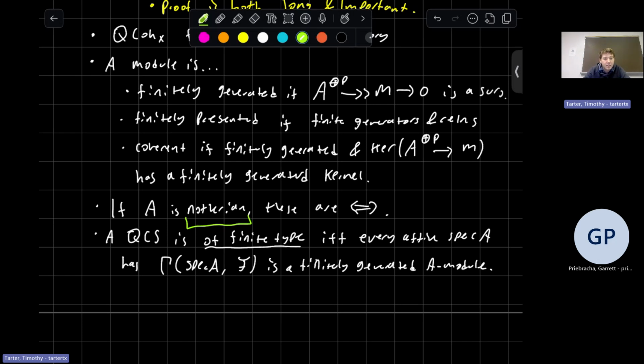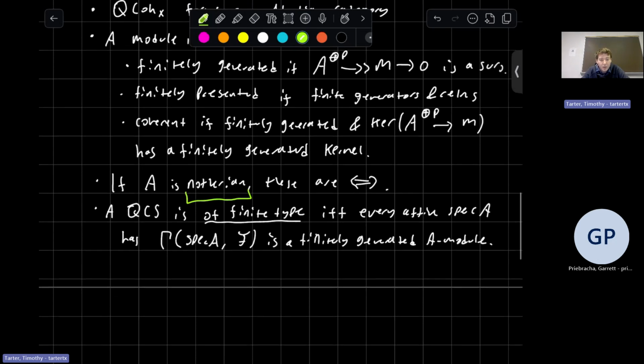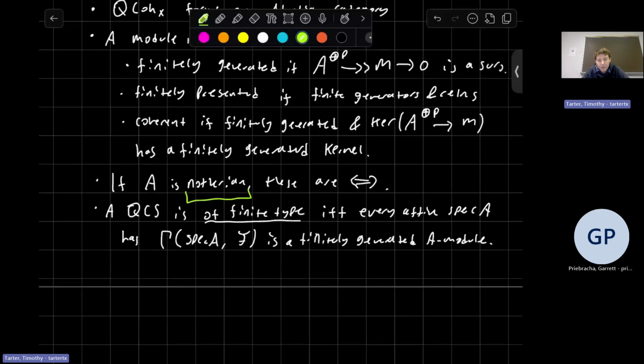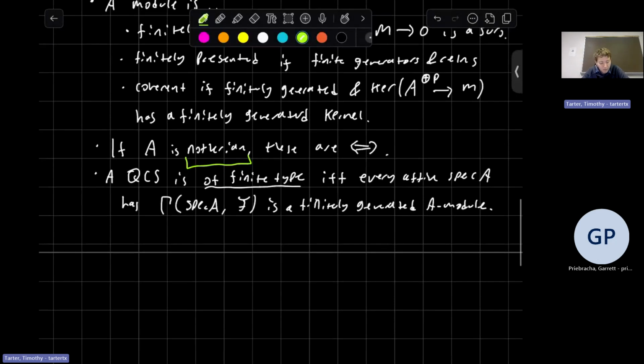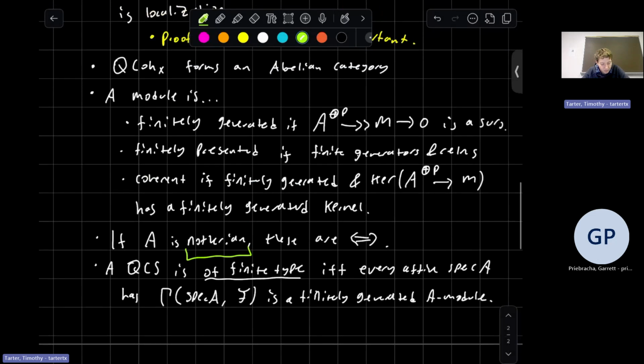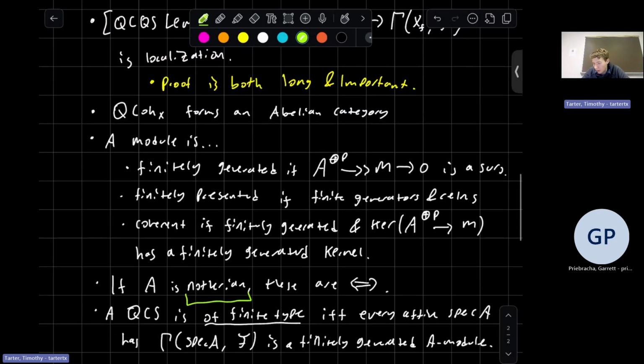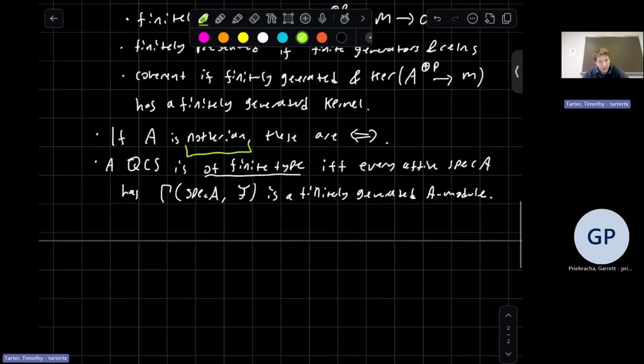Finally, we say that a quasi-coherent sheaf is of finite type if the global section attributed to it from every affine Spec A has a finitely generated A module. And so all of this is just kind of throwing down definitions that we can use later, and I imagine we'll use in the next few minutes.